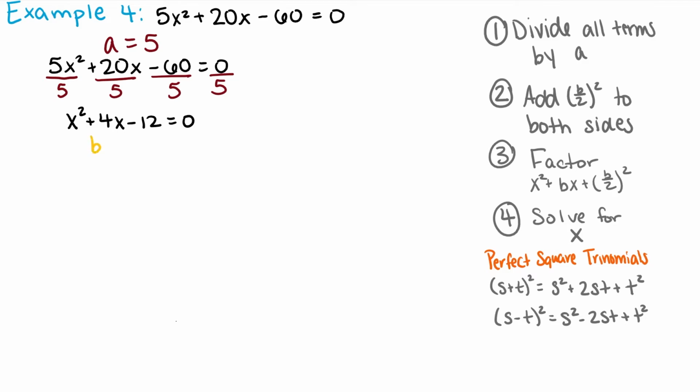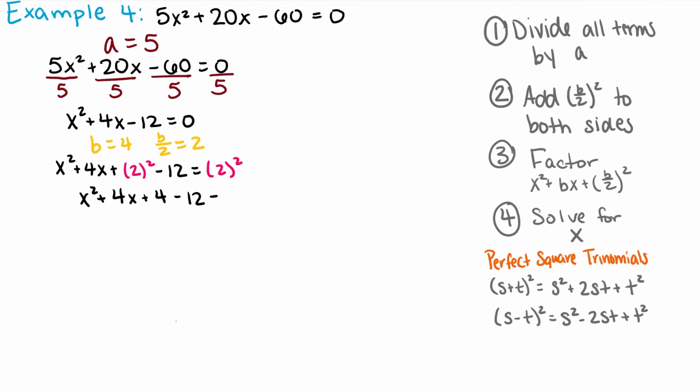Now we can identify our b and b over 2. So b is equal to 4 and b over 2 equals 2. Our function becomes x squared plus 4x plus 2 squared minus 12 equals 2 squared, or x squared plus 4x plus 4 minus 12 equals 4. We'll factor this. Our s is x and our t is 2. So this becomes x plus 2 squared minus 12 equals 4.